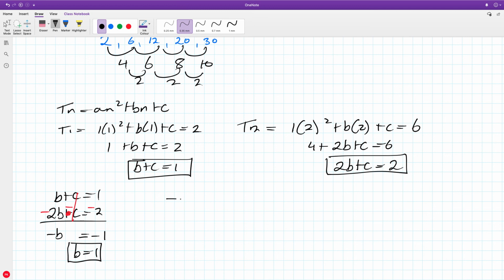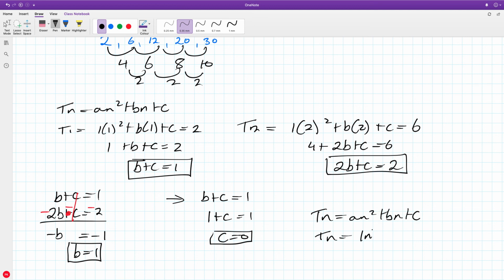Take out your top line or your bottom line, whichever one, it doesn't make a difference. b plus c is 1. 1 plus c is 1 because we figured out b is 1. c is equal to 0. That leaves us with a final answer: Tn is equal to 1n squared plus 1n plus 0.